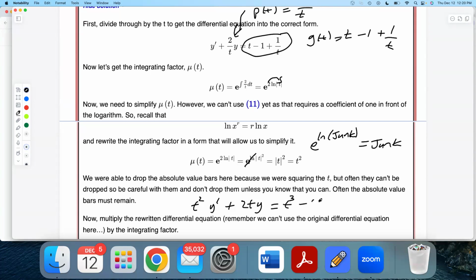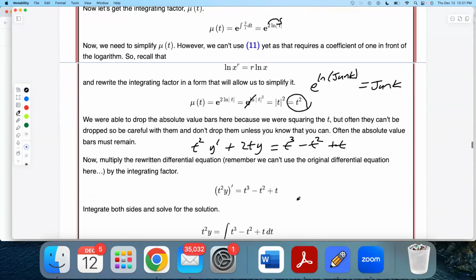T cubed minus t squared plus t. So I did some of the algebra in my head, but I've multiplied everything by this integrating factor. Now, if I've done my work correctly, and you always have to check this, the left-hand side should be the product rule derivative.